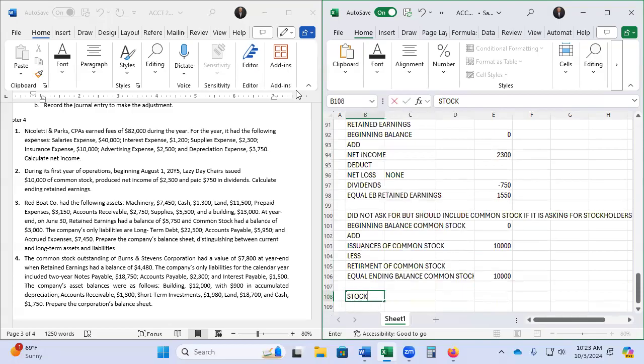So stockholders' equity would be both of those amounts. Now, that wasn't asked for, but if they do that, you have to recognize in this question that common stock is part of equity, but it is not part of retained earnings.